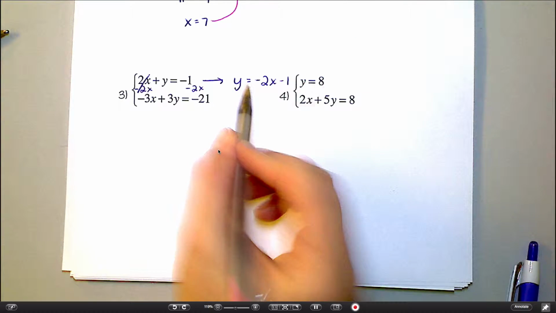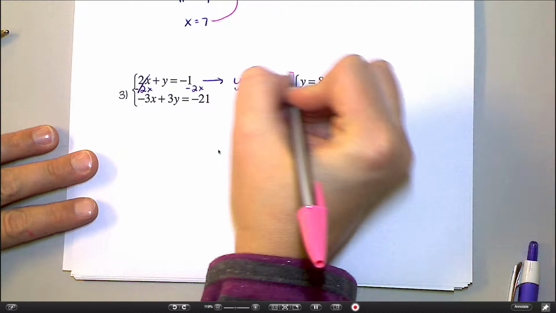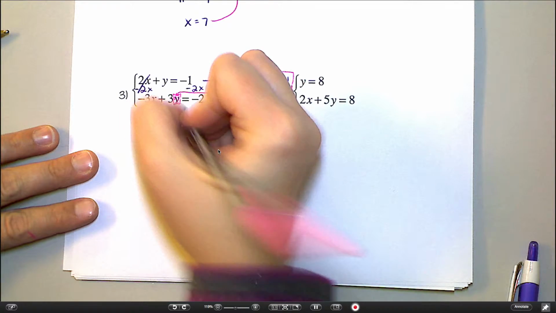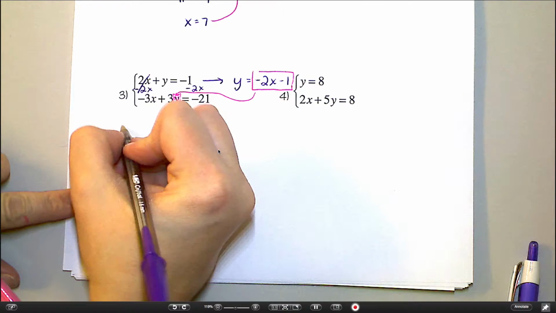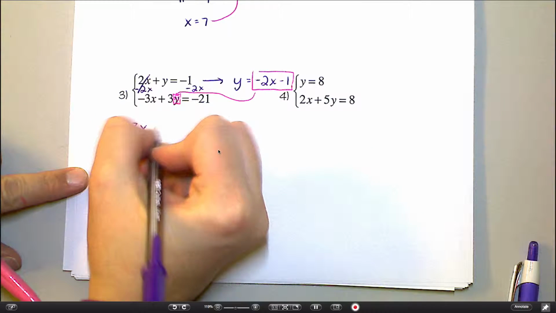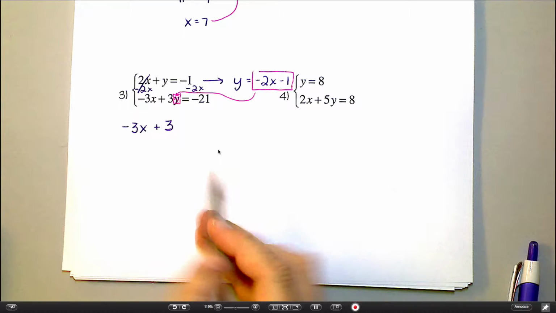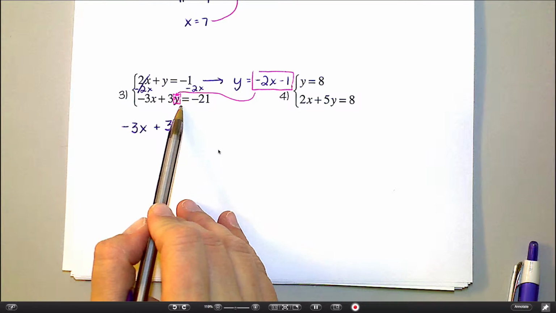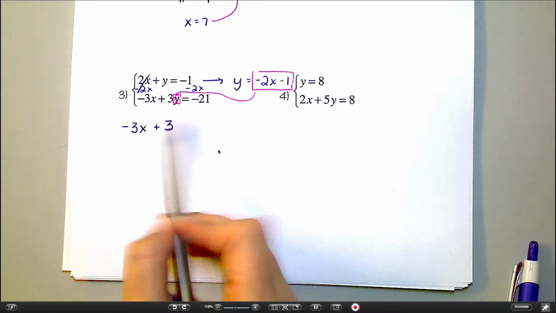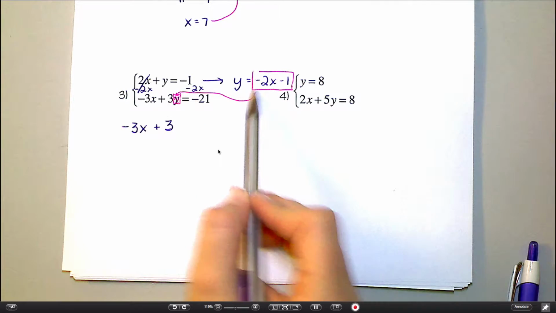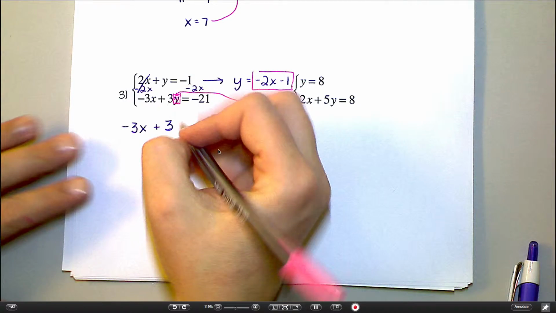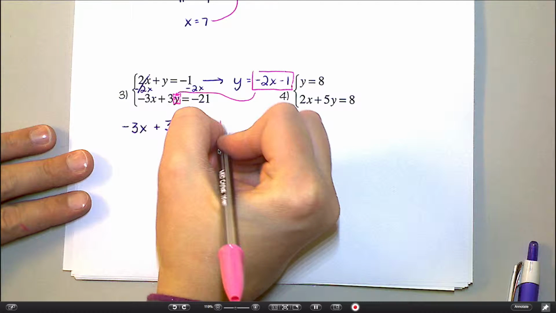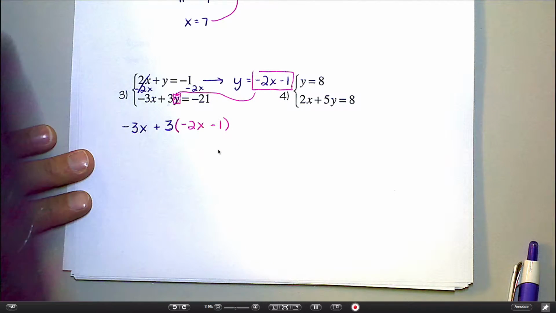Now I have what y equals, so I can put what y equals down here in place of y. Okay? So I'm going to get negative 3x plus 3. Now be careful here, because you need to take 3 and multiply by all of y. This whole thing is y. So how am I going to show that I'm multiplying 3 by all of this? Good. So parentheses around what you're putting in. And I would use those parentheses anytime there's a number out front here.